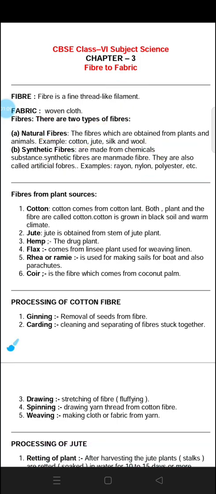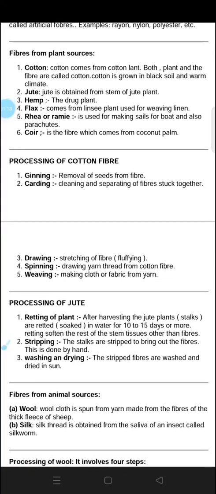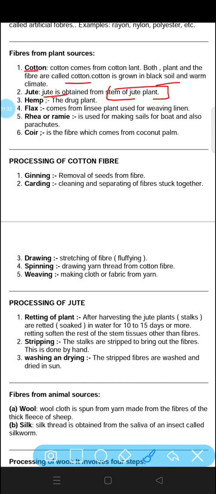Now, let's discuss some of the fibers that we get from plants. First one is cotton. We get cotton from cotton plants, and the fiber is called cotton. It is grown in black soil and warm climate. These are requirements for the growth of a cotton plant. Next is jute. Jute is obtained from the stem of the jute plant.